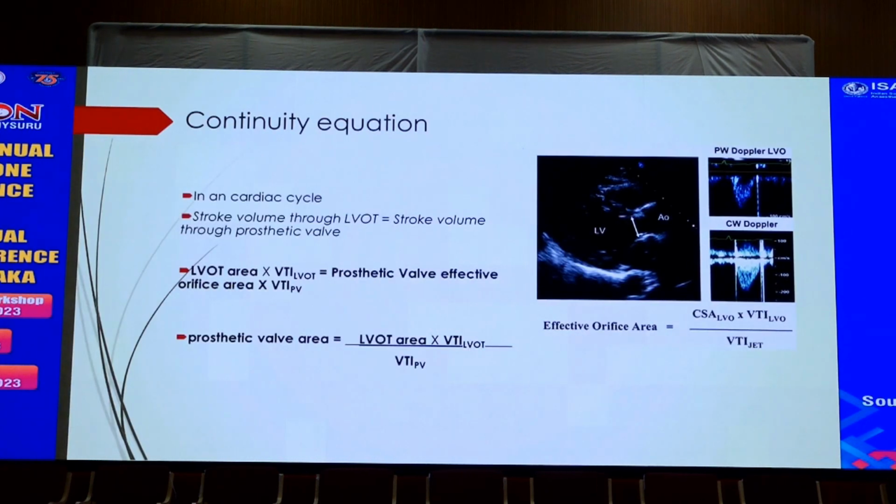So this forms the basis for the continuity equation. That is, if I can measure the LVOT diameter and calculate the area, pi r squared, and if I know the VTI, then I can measure the stroke volume. According to the continuity equation, the stroke volume through the LVOT for a particular beat will be the same when it passes through the prosthetic valve, right? So if I know the VTI of the prosthetic valve, I can easily calculate the effective orifice area of the prosthetic valve.